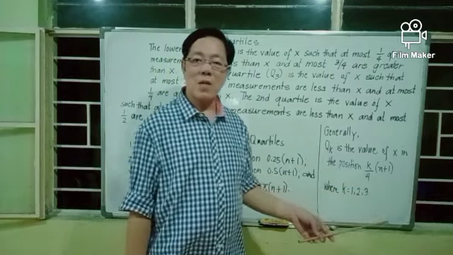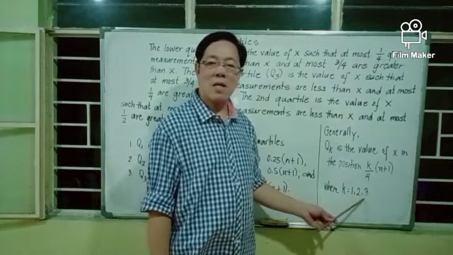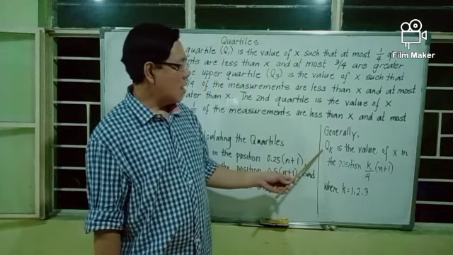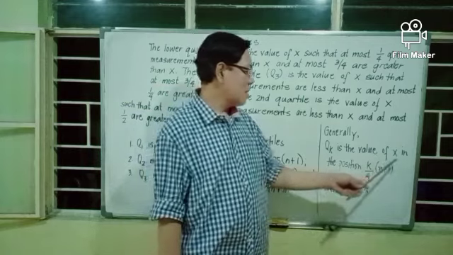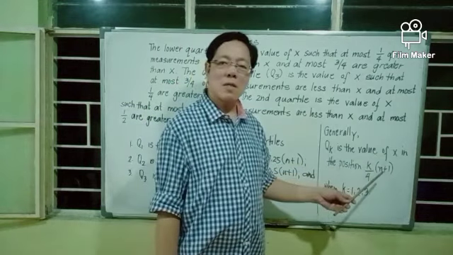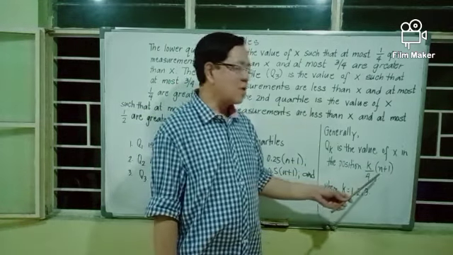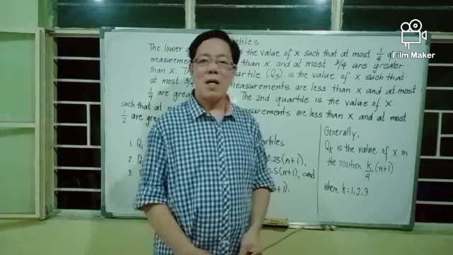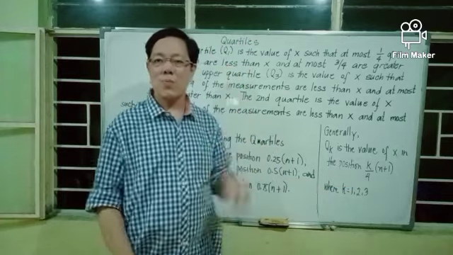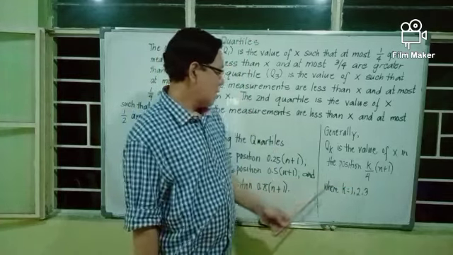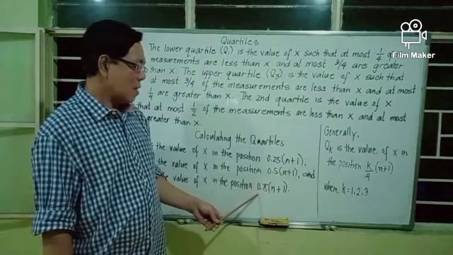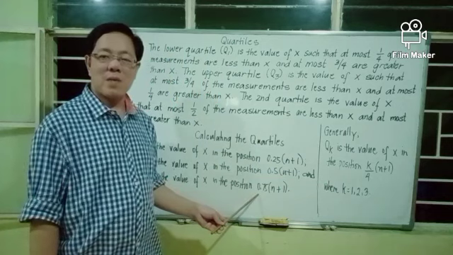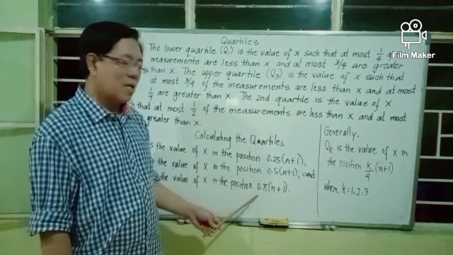And if you want the value of the third quartile, you take k equals 3. And you have Q sub 3 is the value of x in the position k over 4, k is 3, so 3 over 4 multiplied by n plus 1. And 3/4 is equal to 0.75 multiplied by n plus 1. That's why we have 0.75 times n plus 1 here.